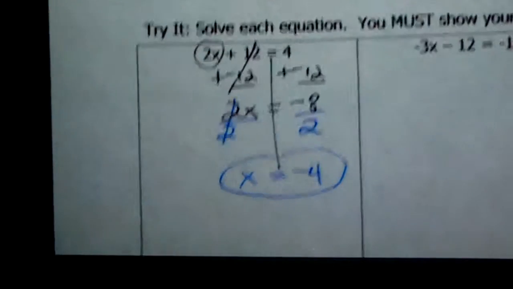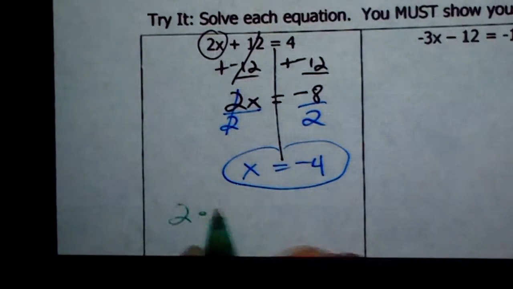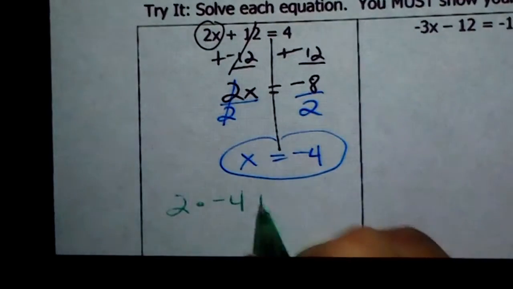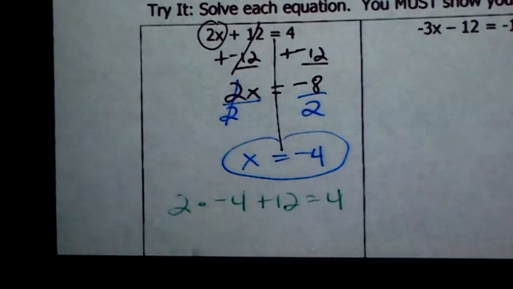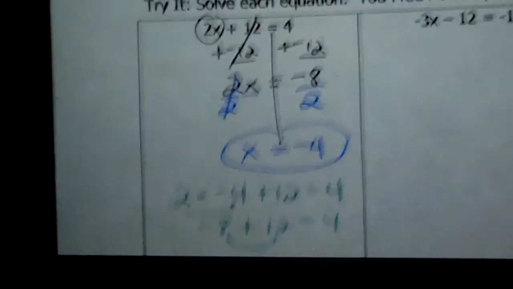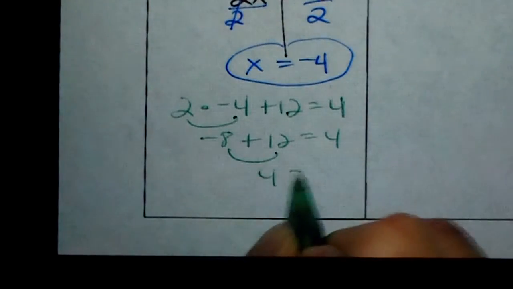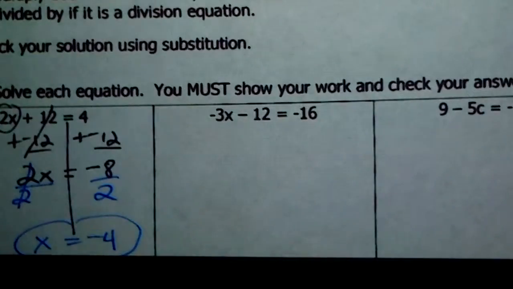Now when you're checking these, you check them the same way. You're going to plug it back in here. So when you go to plug this back in, if x is -4, then that means that 2 times -4 plus 12 should give me 4. That's how you check it. So 2 times -4 is -8. And -8 plus 12, that is 4. And 4 does equal 4. Last time I checked, it was true. So basically, you plug it right back into the equation, make sure one side still equals the other. Alright, let's keep going.